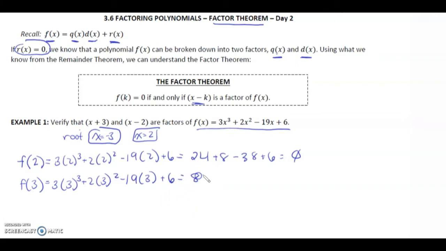Okay, and then this one we would get 81 plus 18 minus 57 plus 6. And if we put that into our calculators, sorry, this is negative 3. I'm going to put green, negative 3, negative 3. So this one's going to be negative 81 plus 18. This is going to be plus 57 plus 6. And there we go. Now it's 0.